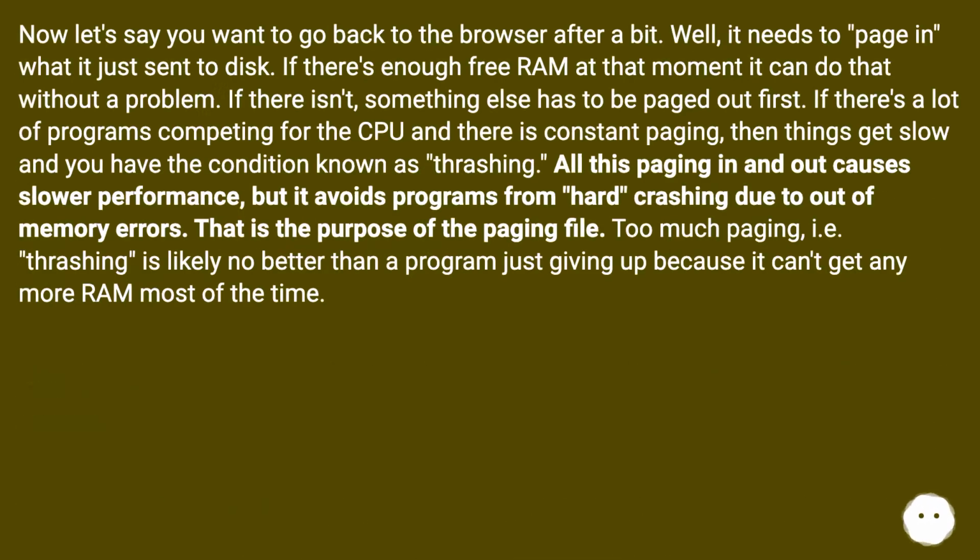Now let's say you want to go back to the browser after a bit. Well, it needs to page in what it just sent to disk. If there's enough free RAM at that moment, it can do that without a problem. If there isn't, something else has to be paged out first. If there's a lot of programs competing for the CPU and there is constant paging, then things get slow and you have the condition known as thrashing.